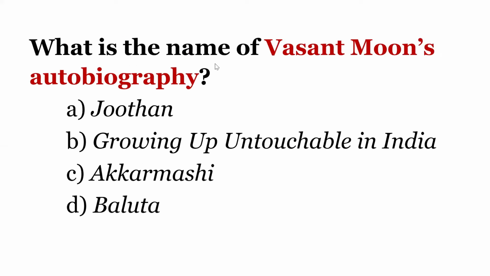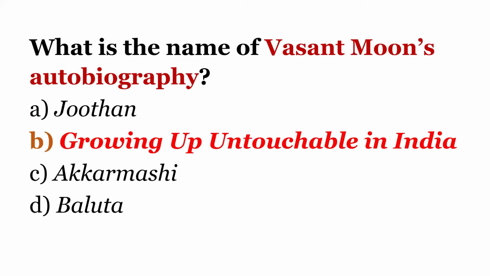Next, what is the name of Basant Moon's autobiography? Option A, Jutan. B, Growing Up Untouchable in India. C, Akkarmashi. D, Baluta. Answer B, Growing Up Untouchable in India is an autobiography by Vasant Moon.